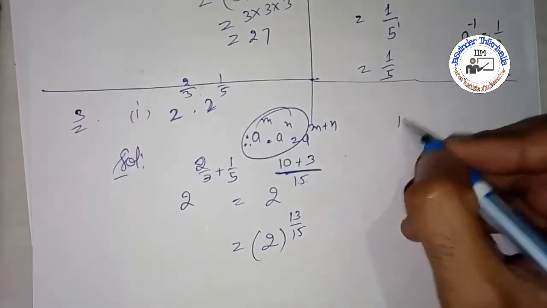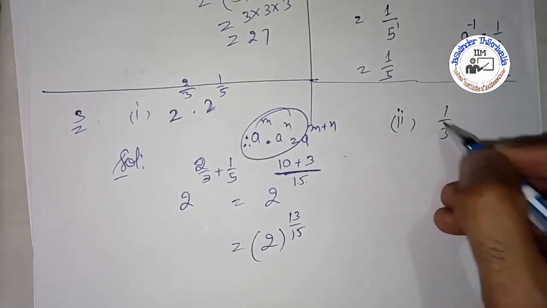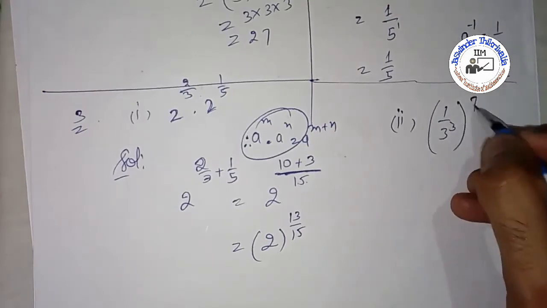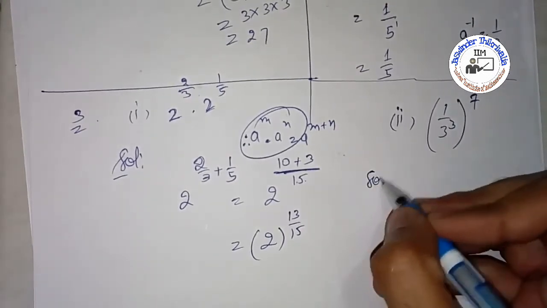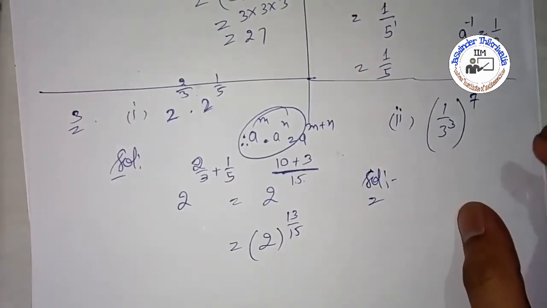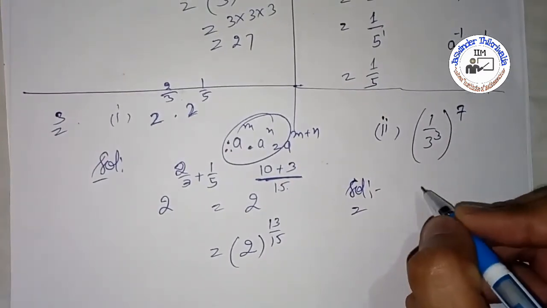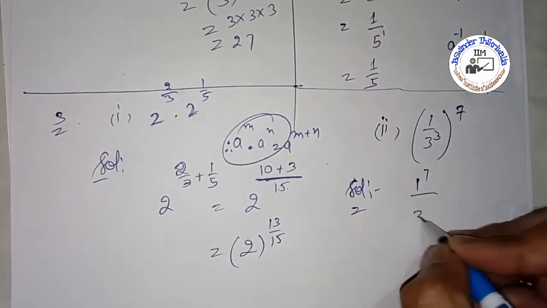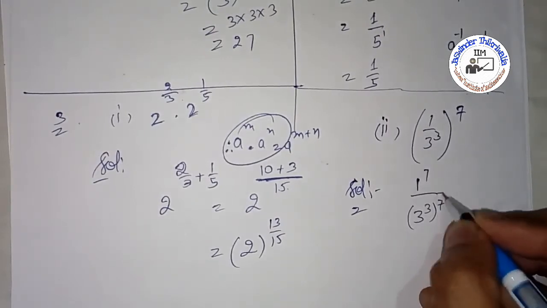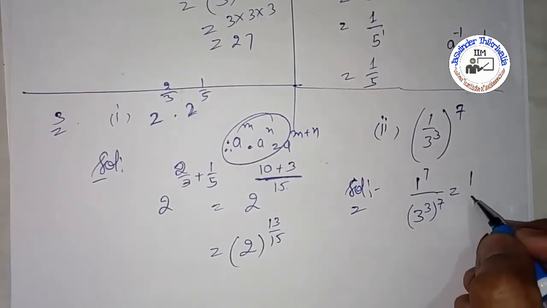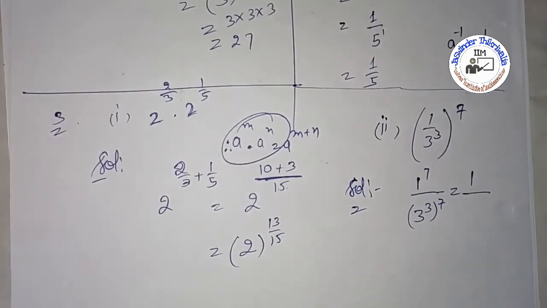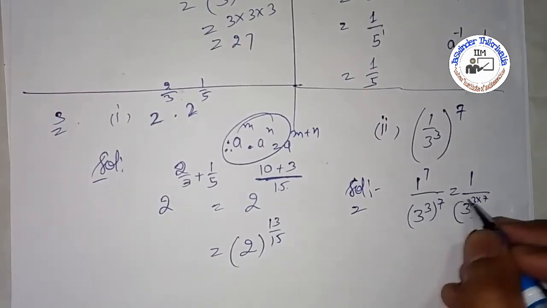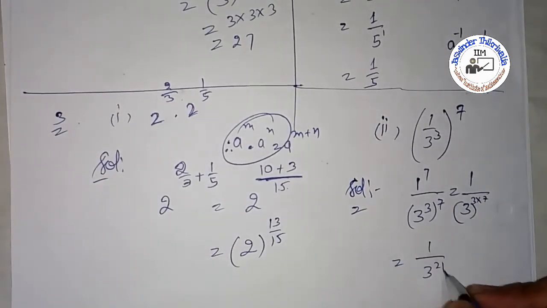So now next is power upon power. So this is 1 upon 3 to the power 3, and it's again to the power 7. So what will we do, it's power upon power, so we will multiply the powers. It will be 1 to the power 7, and 3 to the power 3 again to the power 7. So 1 to the power 7 is 1, and this is 3 to the power 3 into 7. Power upon power, their product, so it will be 1 upon 3 to the power 21.